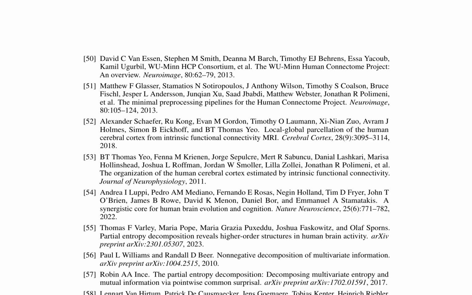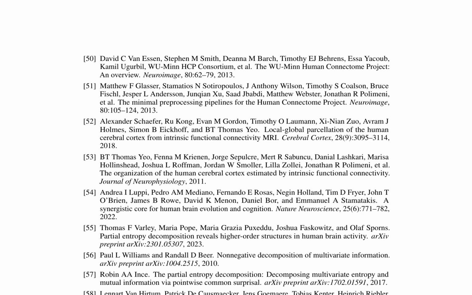The Human Connectome Project is a comprehensive initiative aimed at mapping the brain's neural connections. To achieve this, minimal preprocessing pipelines were developed to prepare data for analysis. One key aspect of this project is cortical parcellation, which involves segmenting the brain into functional regions based on intrinsic functional connectivity (MRI).